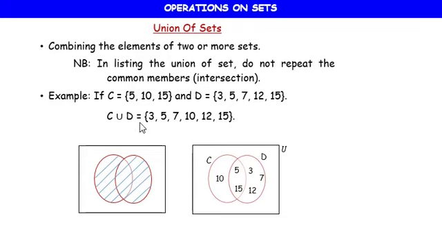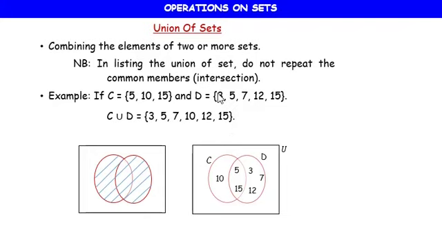And then with union of set, what you have to do is list the members in order. So assuming they are numbers, you have to list the numbers in order. You start with the least and then you end with the greatest.